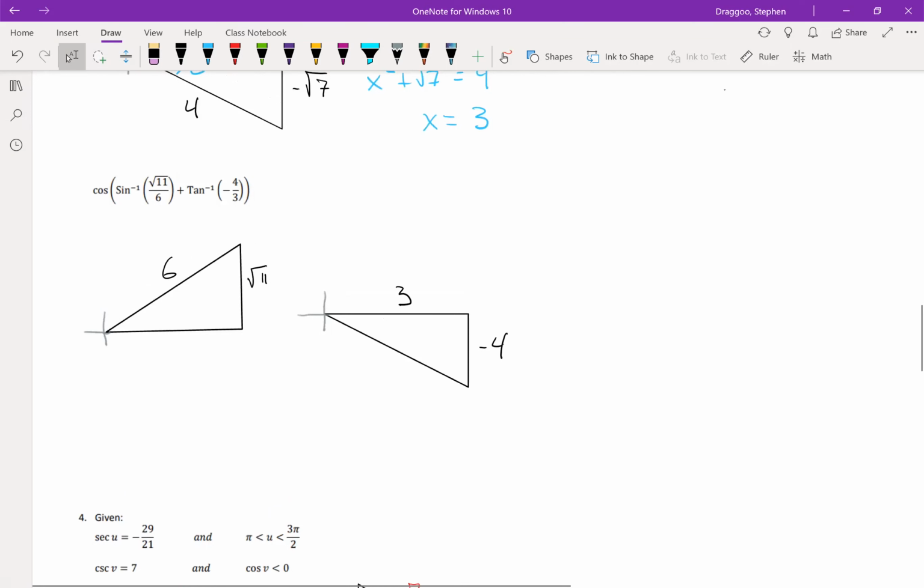Right, and then the last part, this time we have two different inverse trig functions, which I'll relabel u and v to go with reference angles u and v. U would be in the first quadrant because root 11 over 6 is positive, and v is going to be in the fourth quadrant because negative 4 over 3 is, well, negative. And I'll get the missing sides, which from the Pythagorean theorem both end up being 5.